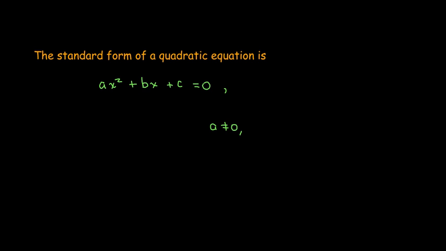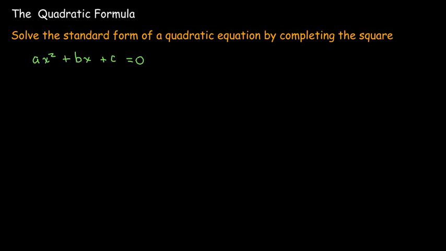And the only restriction we have is a cannot be 0. If a were 0, then we would not have a quadratic equation. But b and c can be any numbers. So what we do is we say, if I have this generic equation with a, b, and c, I can solve it by completing the square. And then in the end, I'll have a formula for x in terms of the coefficients a, b, and c.